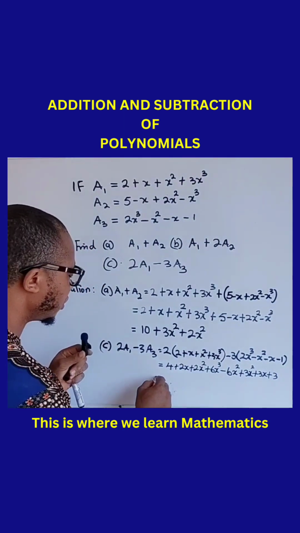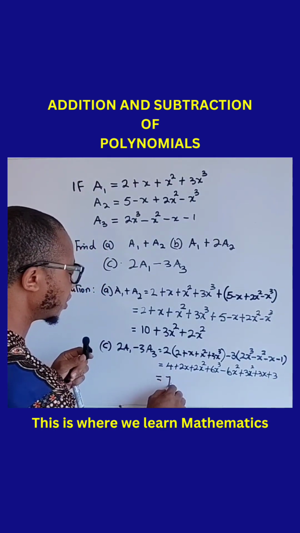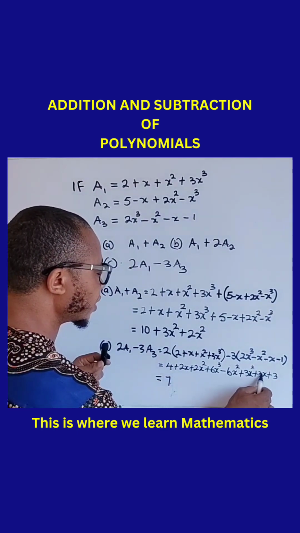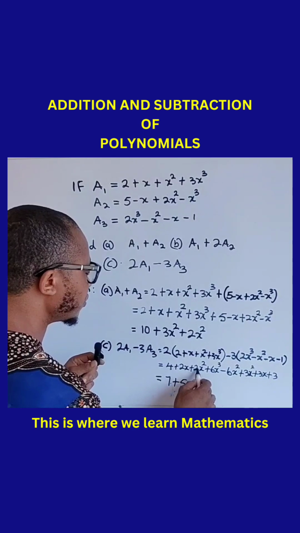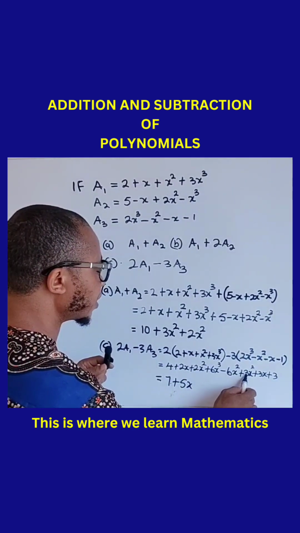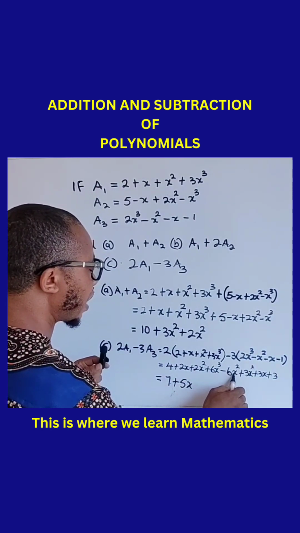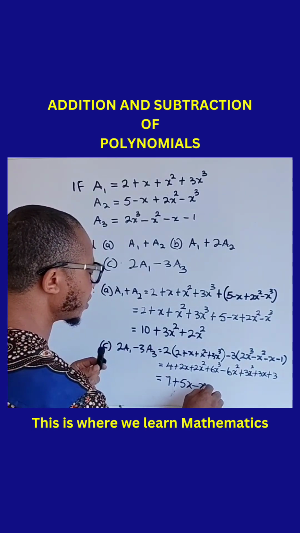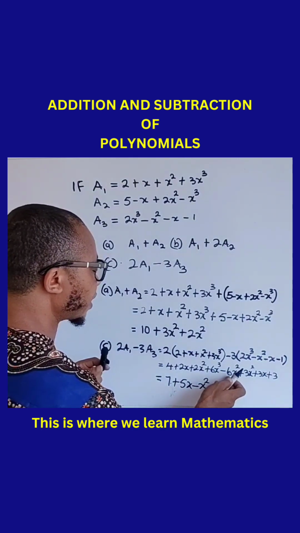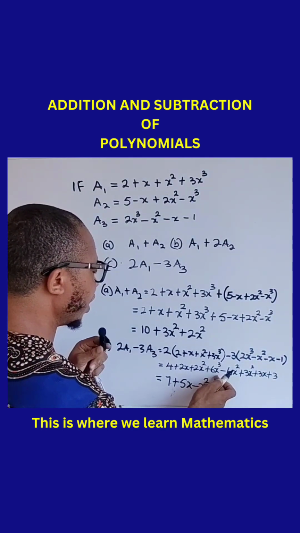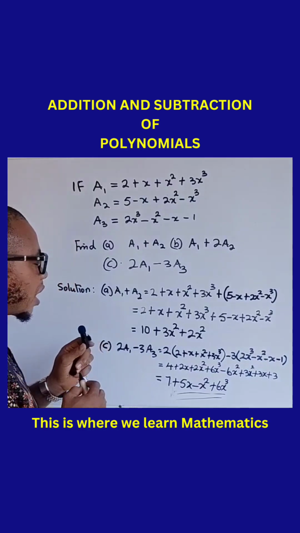So now let's go. Collecting like terms, 4 and 3 are like terms. So 4 plus 3 is 7. 2x and 3x are like terms. Add them together, you will have 5x. Then 2x squared, minus 6x squared, and 3x squared are like terms. So 2x squared minus 6x squared is minus 4x squared. Minus 4x squared plus 3x squared is minus x squared. Then finally we go to 6x cubed. Let's see if we have any other term in x cubed. We don't have any other term in x cubed here. That means we put down plus 6x cubed. And this is the answer to the question.